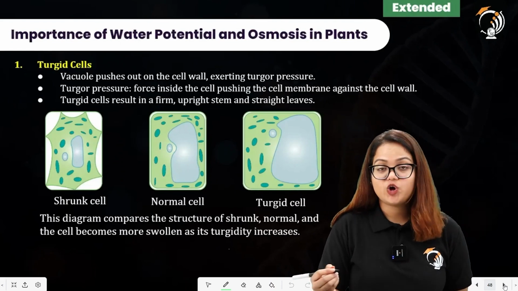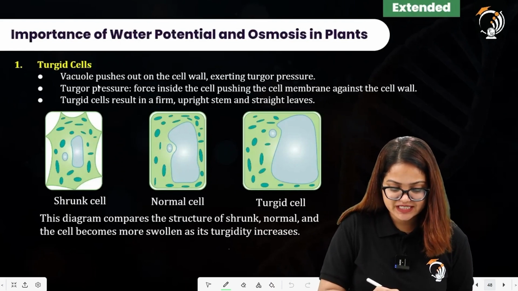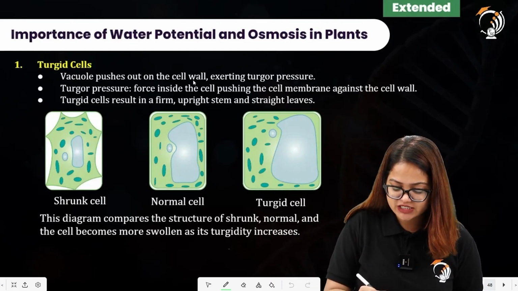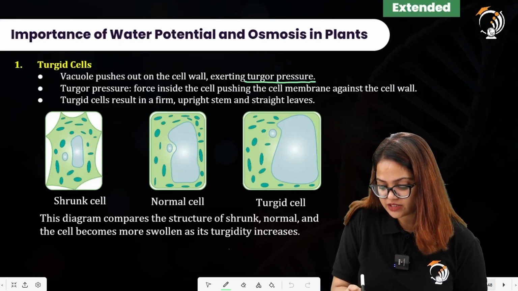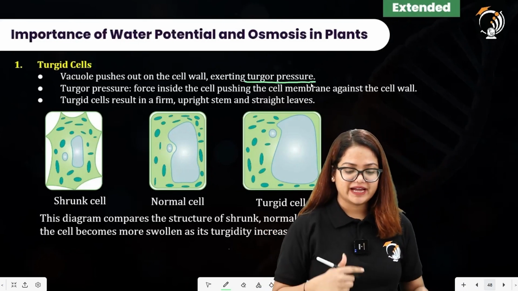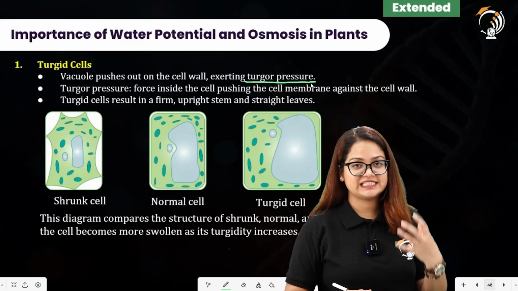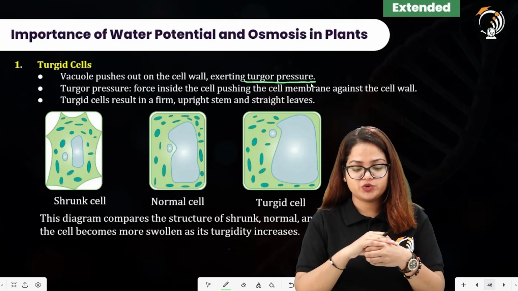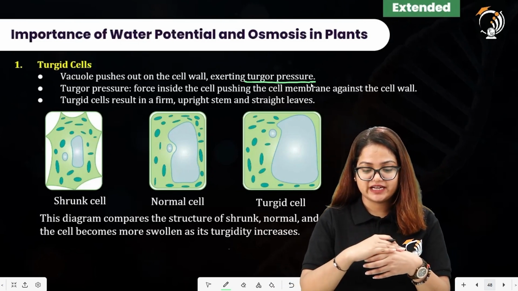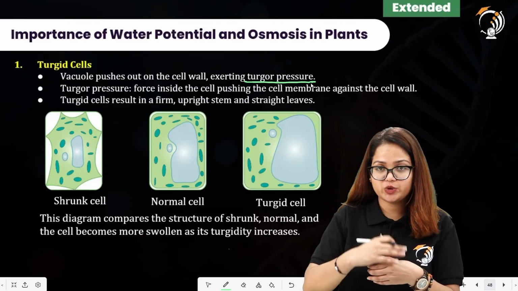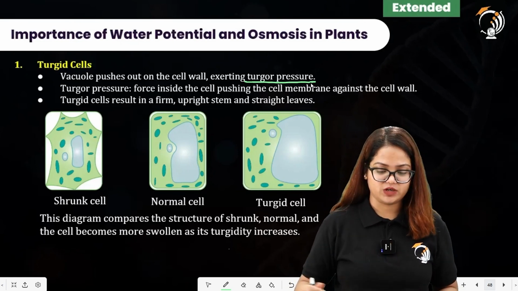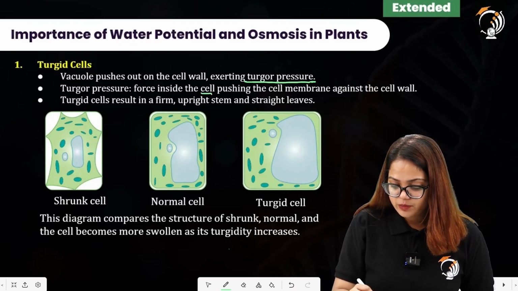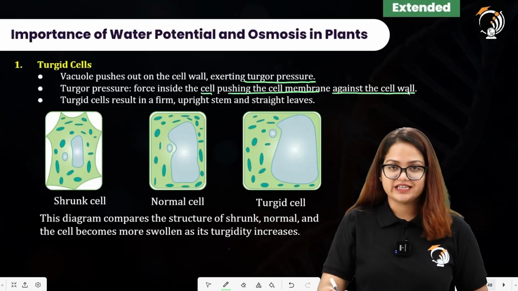Importance of water potential and osmosis in plants. So, turgid cells are those cells that have gained water molecules. All right. So, the vacuole pushes out on the cell wall, exerting a turgor pressure. So, it has been exerted by the presence of water molecules in the cell sap of the vacuole. Due to the presence of water molecules in the cell sap, the vacuole is able to generate a turgor pressure, that is to push the cytoplasm toward the cell wall here. Then turgor pressure is the force inside the cell pushing the cell membrane against the cell wall.